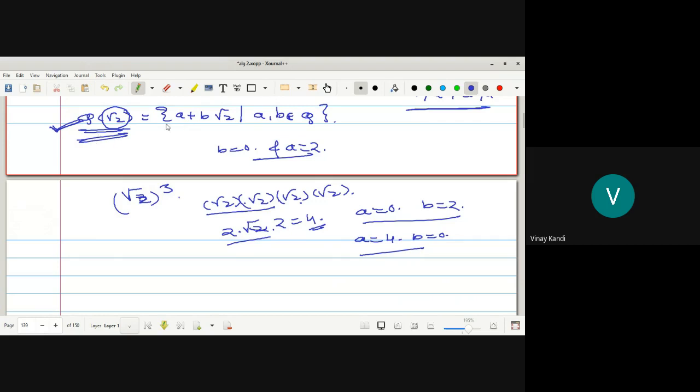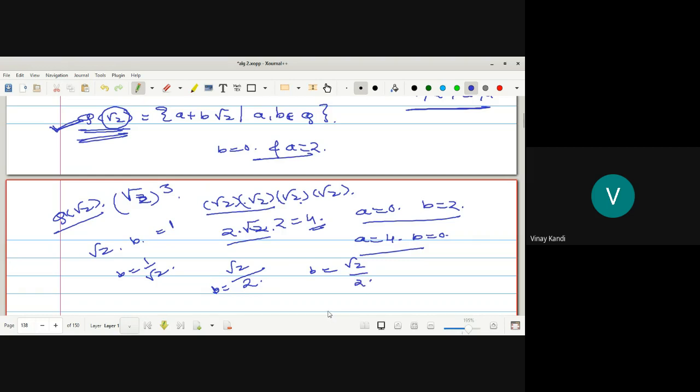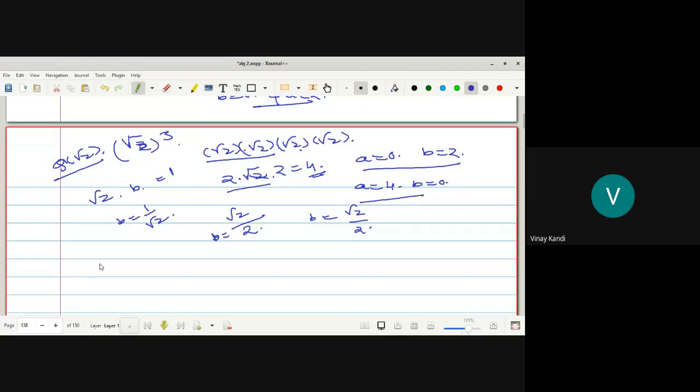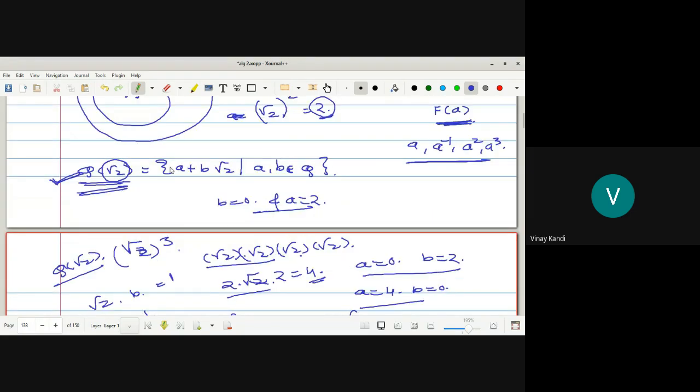Okay, if we want Q root 2 to be a field, then I have to join all the elements, not only root 2. Okay, what is the inverse of root 2? Is it correct? b is equal to root 2 upon 2, it will go like that. This is your root 2. Its inverse should also be in this set. If we say Q root 2 is the field, then the inverse of root 2 is also present in that set.